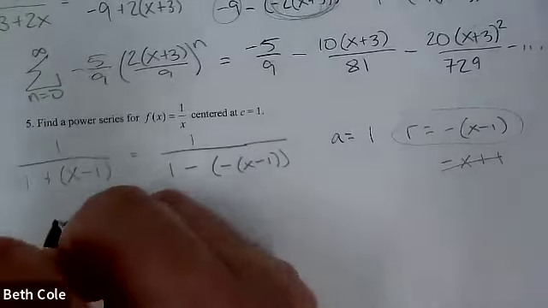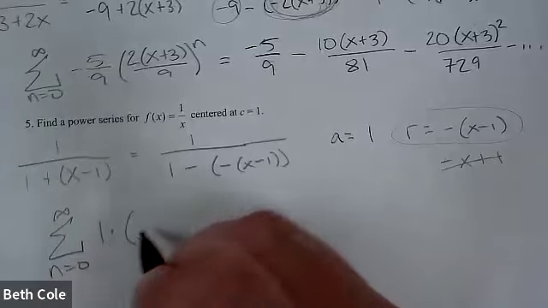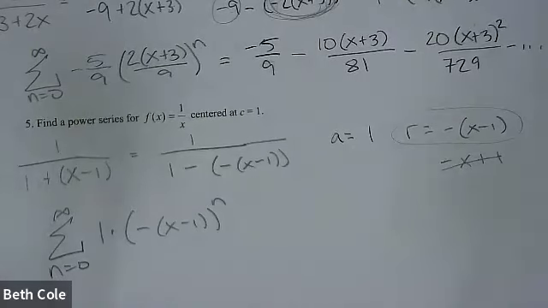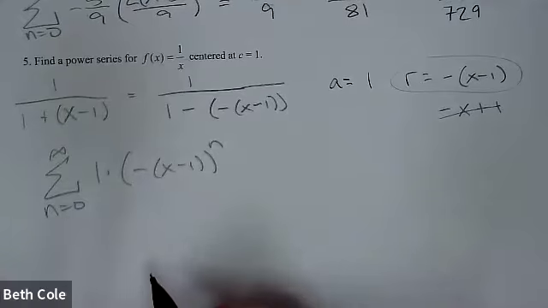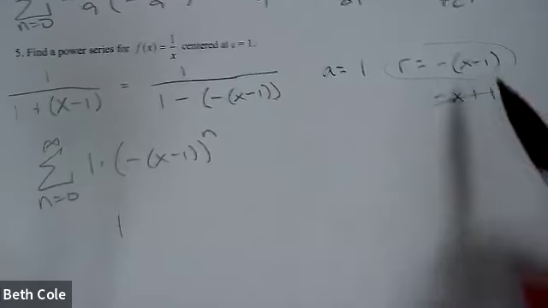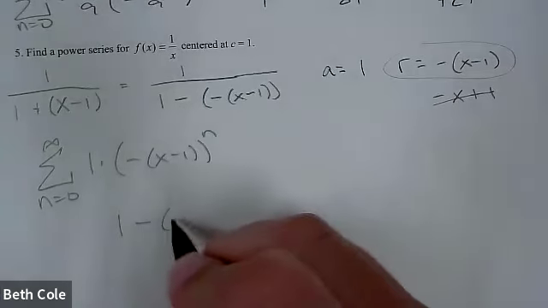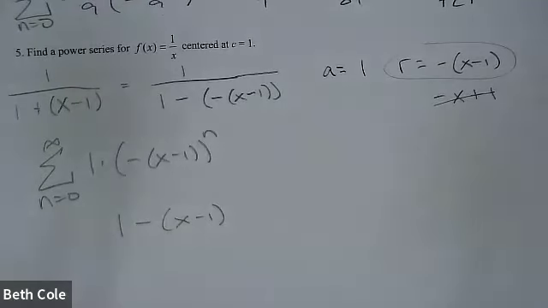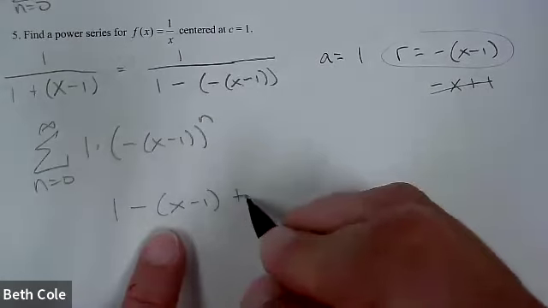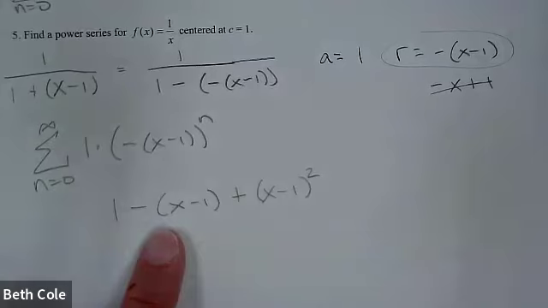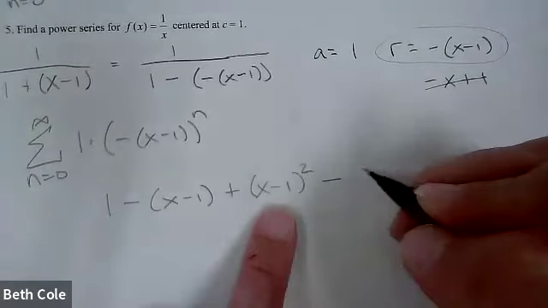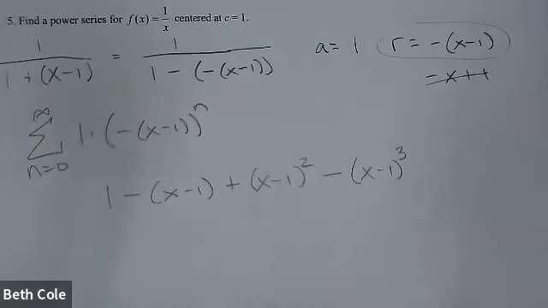All right. Sigma n is 0 to infinity. 1 times negative X minus 1 to the n. And then let's just list out the first 4. I wrote kind of big, so I'm going to come down to the next line. Our first term is 1, and we're going to multiply that by negative X minus 1. And then we're going to multiply that by negative X minus 1. So it's going to be positive X minus 1 squared. And then the next term would be negative X minus 1 cubed.